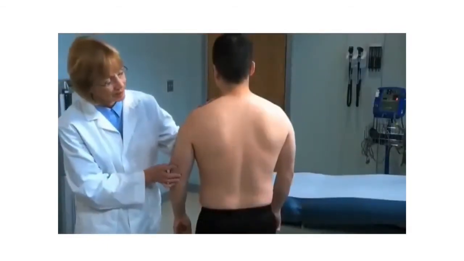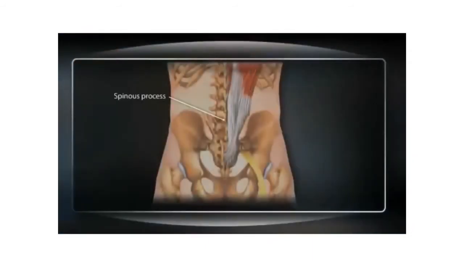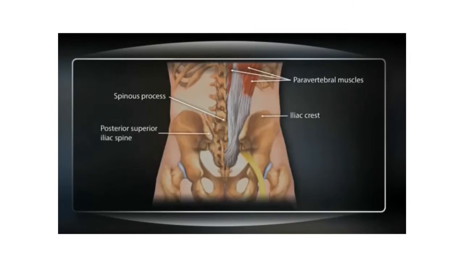From behind the patient, identify the spinous processes, paravertebral muscles, iliac crests, and posterior superior iliac spines, usually marked by skin dimples.